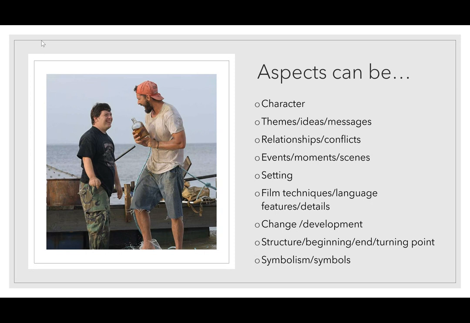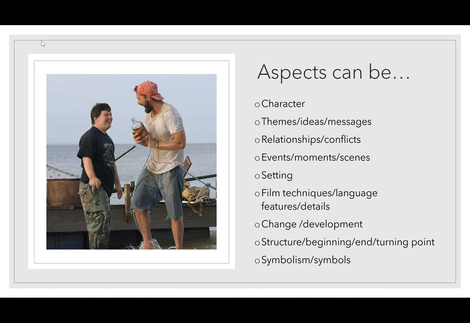A character or characters are an aspect. So talking about characters in the text, and we've got a picture there of Tyler and Zach, who are our main characters. Themes, ideas, messages, they've got different names, but those are another aspect. Relationships or conflict are an aspect. We have a really clear relationship between Zach and Tyler. We've also got one between Zach and Eleanor, and also Tyler and Eleanor as well. So they're a really big part of our text.